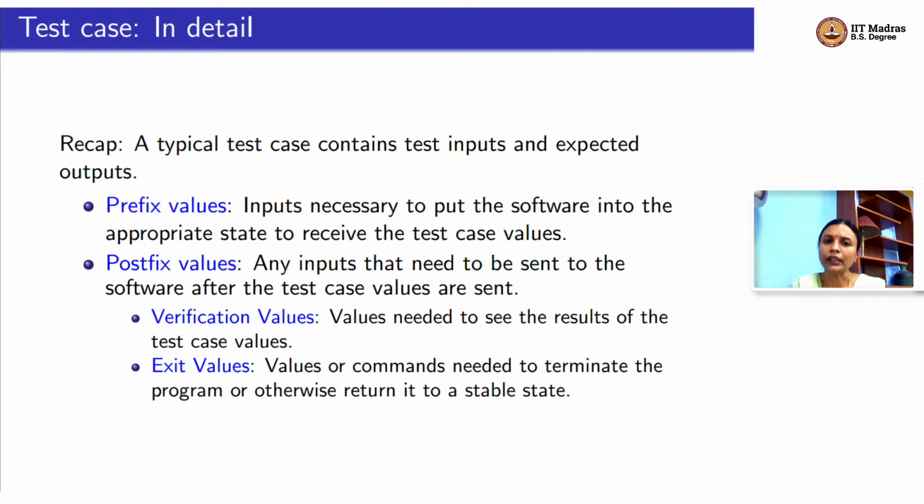Prefix values are basically the inputs that are necessary to put the software into an appropriate state so as to be able to receive the test case values. The other extreme is postfix. Postfix values are inputs that have to be sent to the software after the test case is sent to make sure that the remaining portion of the code gets executed and the output is produced. They could be verification values, which are values needed to see the result of the test case execution, or they could be simple exit values which ensure that the execution completes and the program terminates normally.